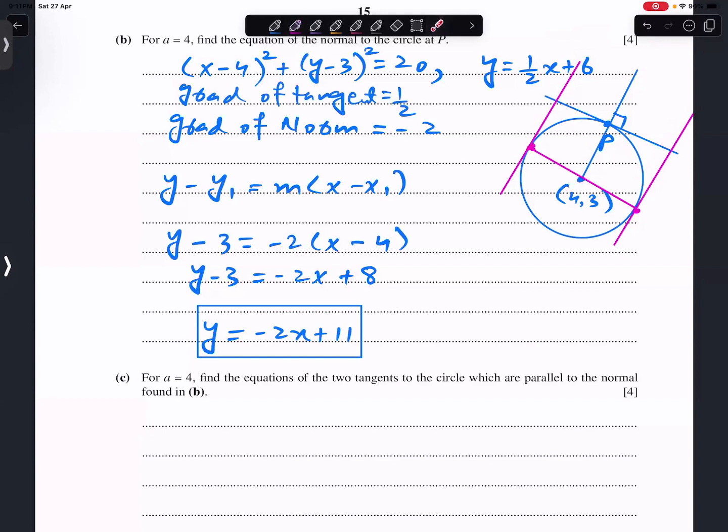Now, who will tell me what is the gradient of this diameter? Obviously, this diameter is parallel to this tangent because this radius is perpendicular to that tangent. Okay. And the radius is also perpendicular to the diameter.